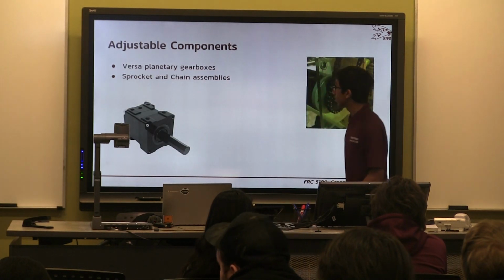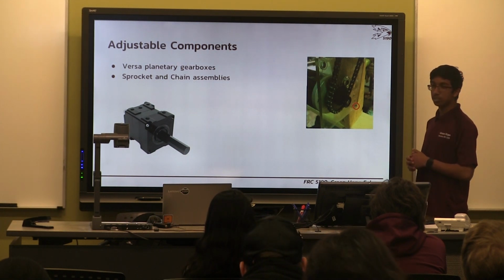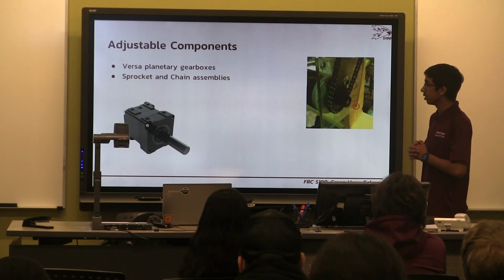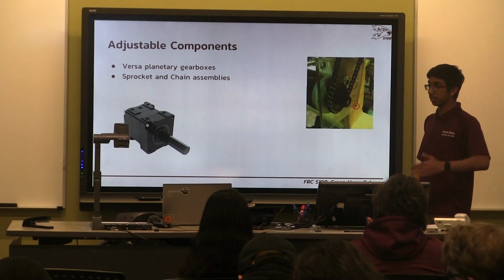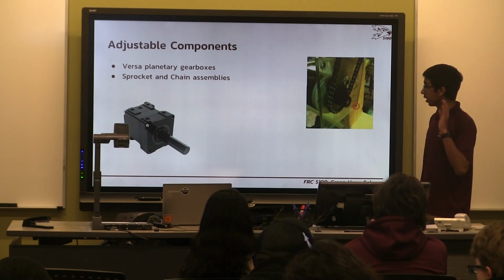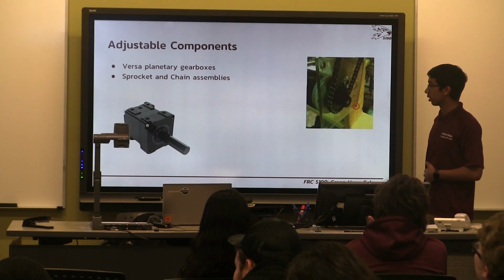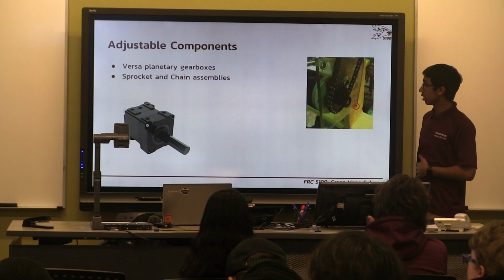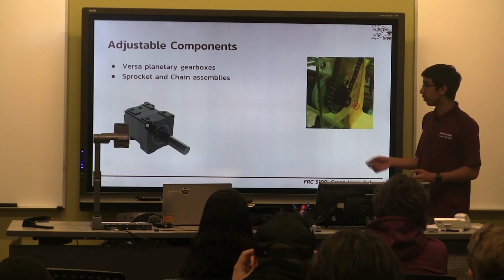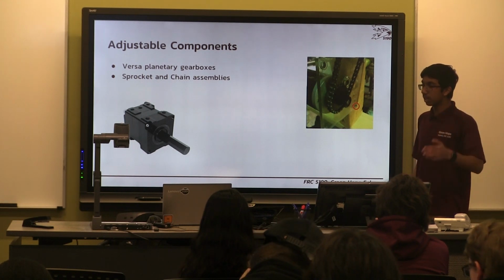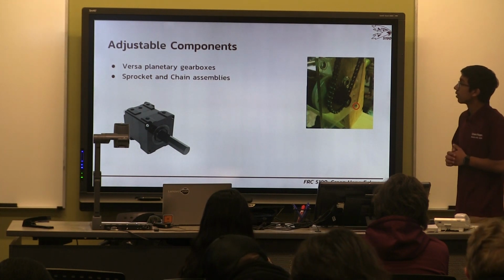So adjustable components. Another type of adjustable component in FRC are VersaPlanetary gearboxes. Basically, they're a huge investment at first, but over the years they'll be beneficial down the line when you're, say, a five-year team and you can use them efficiently on your robot. During the earlier prototyping stages, you can simply switch out a 5-to-1 stage for a 7-to-1 stage, or you can slap on more stages. That's why VersaPlanetary are one of our favorite things to use for prototyping.